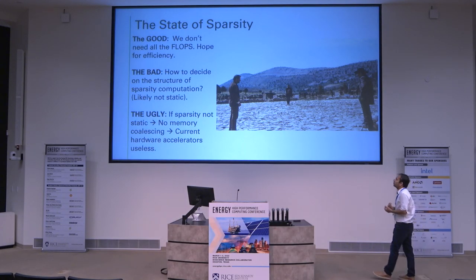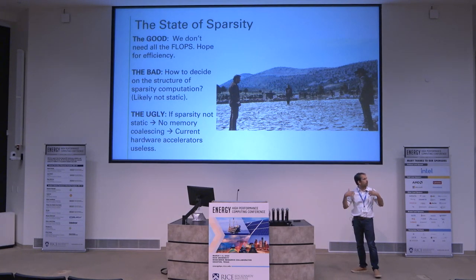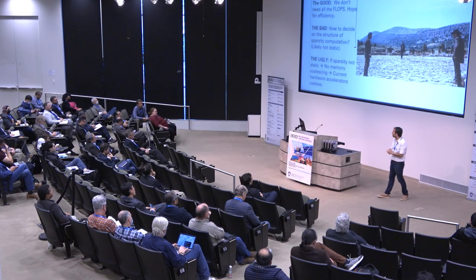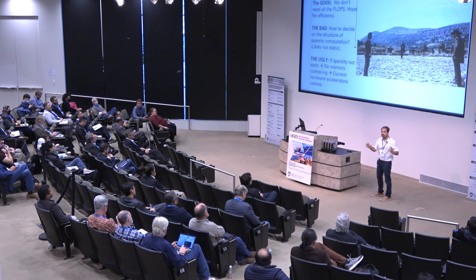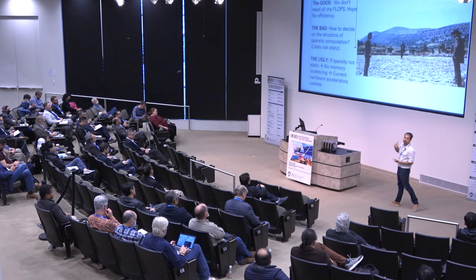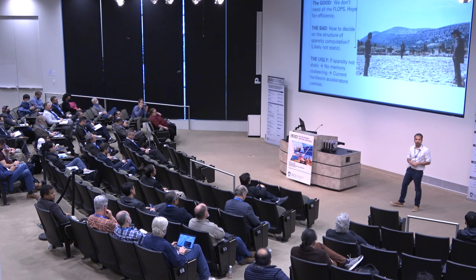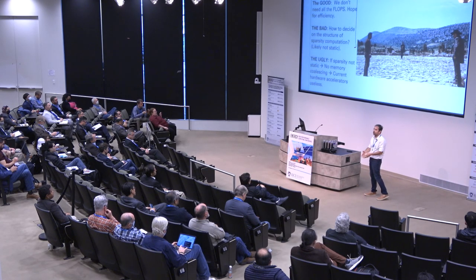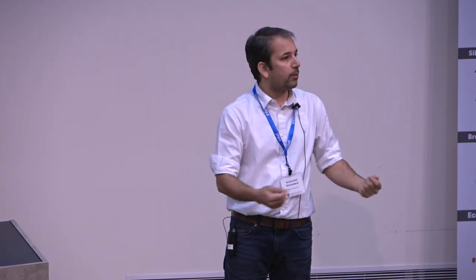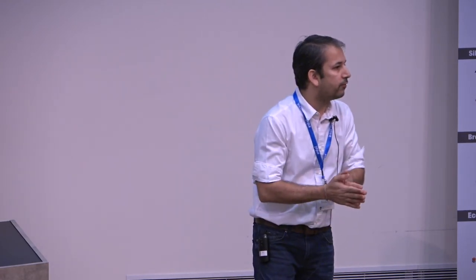The bad part is we are still not sure, given an input, how to actually decide which sparsity to use. There's not a lot of science on that. Given an input, how do I figure out that maybe I should only use a few parameters? And the ugly part is, if the sparsity is not static, which is likely the case, if my input is going to give me different parameters for every different input, which is what is needed, I lose all the advantage of hardware accelerators. Because if I don't know the structure of the sparsity, I cannot leverage the parallelism. Flops does not mean you give me any random set of operations and I'll make all of them faster. No, it's a very specific set of operations that I can make faster.